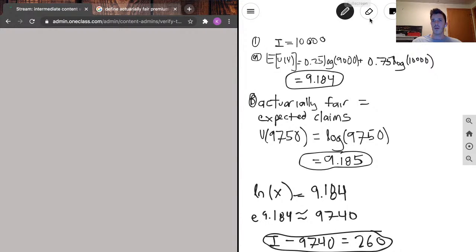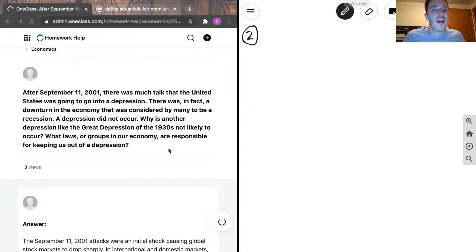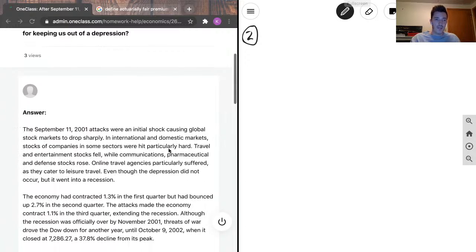Move on to question 2 here. After September 11th, 2001, there was much talk that the United States was going to go into a depression. There was, in fact, a downturn in the economy that was considered by many to be a recession, but a depression did not occur. Why is another depression like the Great Depression of the 1930s not likely to occur? What laws or groups in our economy are responsible for keeping us out of a depression?